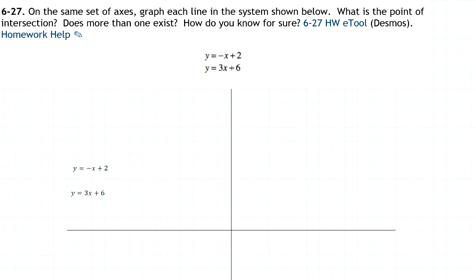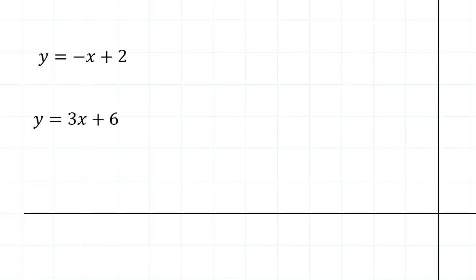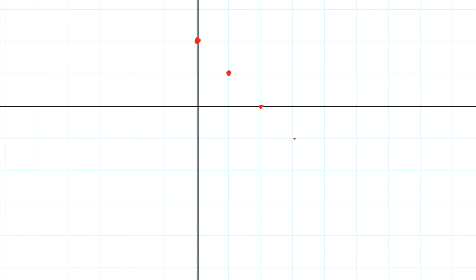So let's take a look at the equations. I've written them down below here so we can look at them closer. The first one has a y-intercept way up at 2, and it has a slope of -1. So if I start here at 2, a slope of -1 would be down 1 over 1. This pattern would be one of our lines.